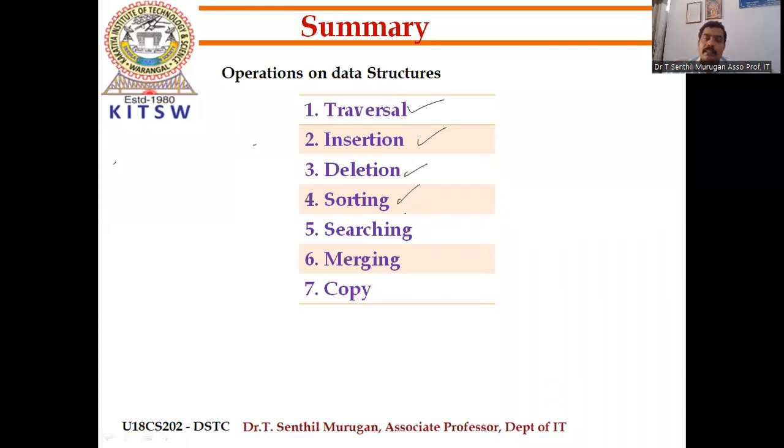Sorting means arranging the data in the database in ascending or descending order. Searching means checking whether a key value is available or not in the database. That is considered searching. Merging means combining two files. That is considered merging. Finally, copy the content and perform some operation using copying. That is the last operation in the data structure.